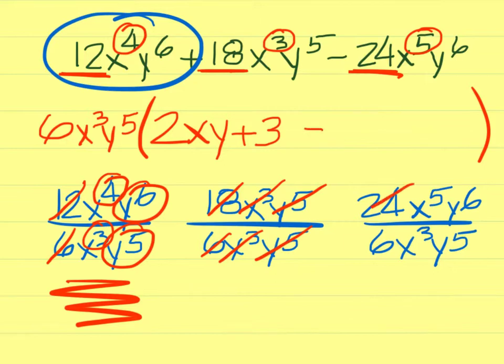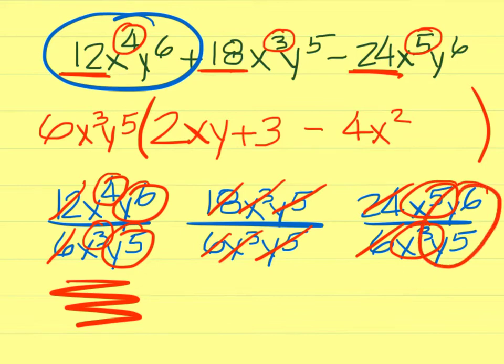And then minus 24 over 6 is 4. What do I have left from my x's? X squared, because 5 minus 3 is 2. And then what's left from the y's? Just y, because you have 6 minus 5, which is 1. This would be your final answer here.